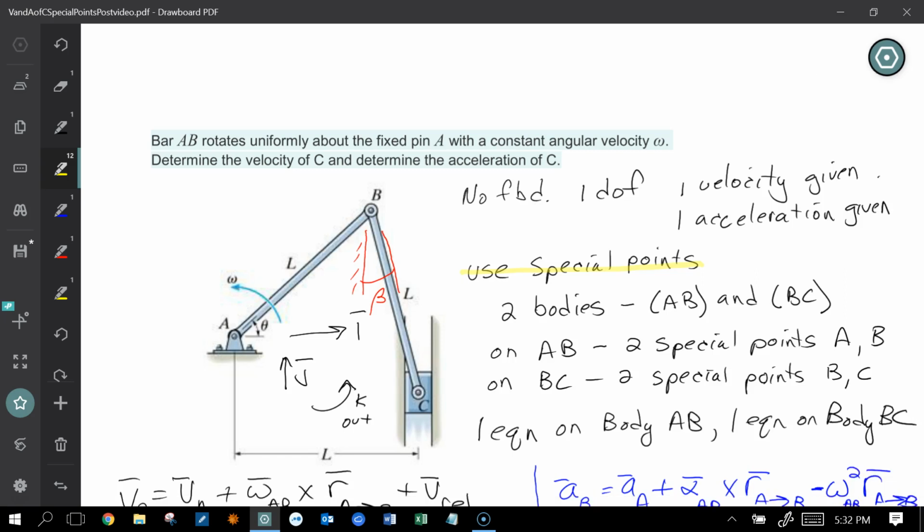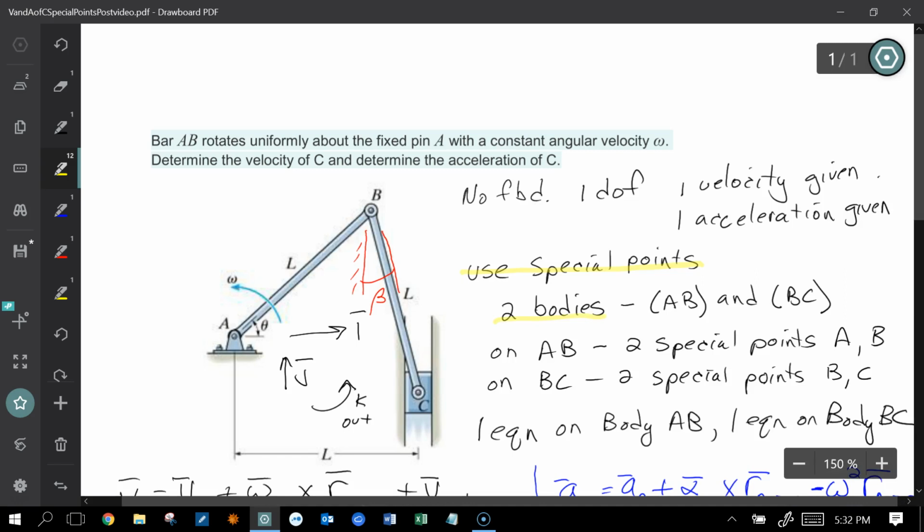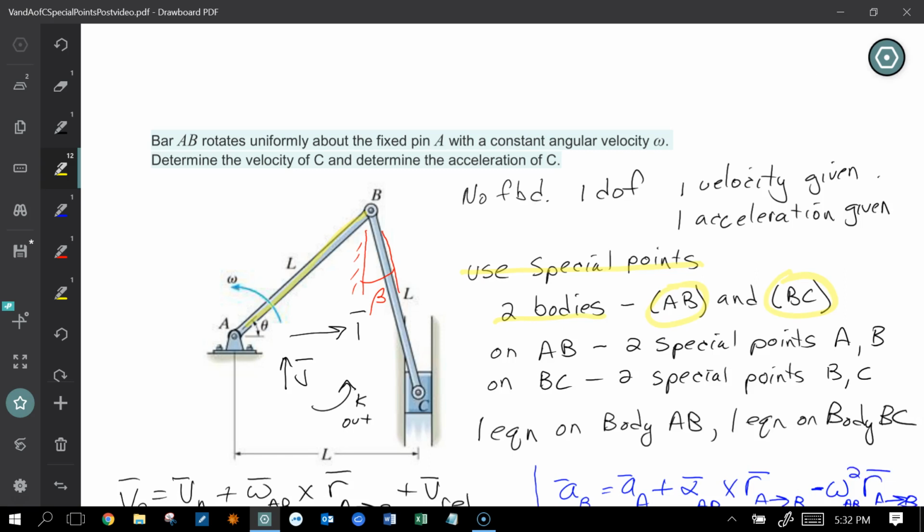So if you're going to use special points, one of the first things you want to do is determine how many rotating bodies you have. In this case, I have 2 bodies. One of them is the AB body, which is this mechanism, and the other one is the BC body. Okay, focus on each body one at a time. So look at the AB body. You can call it anything you want, it doesn't matter, as long as you know what you're talking about.